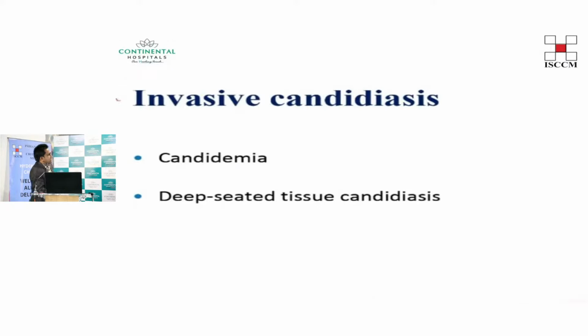So, there are various types of fungal infections. As we know, the important one is invasive candidiasis, which constitutes around 80%. The other ones are invasive aspergillosis and mucor, but mainly I'm focusing on invasive candidiasis. It has two components: candidemia, which is nothing but the bloodstream infection with Candida, and the other one is deep-seated tissue candidiasis.